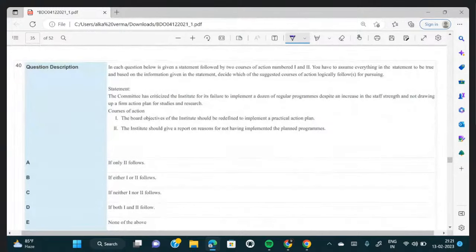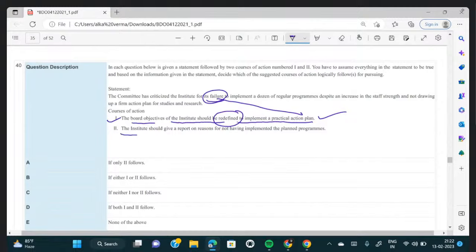Now, question number 40. The committee has criticized the institute for its failure to implement a dozen regular programs despite an increase in the staff strength, and for not drawing up a firm action plan for studies and research. That is a statement. What can be the course of action? The committee has criticized the institute because of multiple failures in spite of the increase in staff strength. First option: the broad objectives of the institute should be redefined to implement a practical action plan. Yes. If something is a failure, the plan has to be redefined. So the first one is correct.